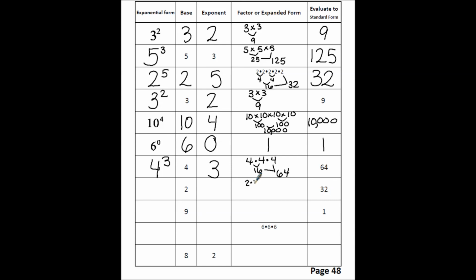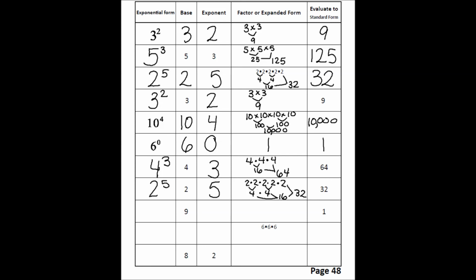If I'm trying to multiply by 2's to get to 32, I know 2 times 2 is 4, and 4 times 4 is going to give us 16, so I know that I'm going to need 2 more 2's up there to give us that 4, and 16 times another 2 would give us 32. So I got to 32 in standard form by multiplying by 1, 2, 3, 4, 5 2's. So 2 to the 5th power is equal to 32.